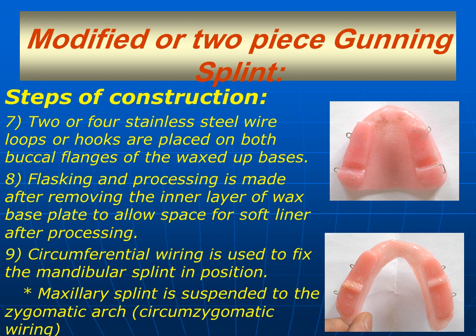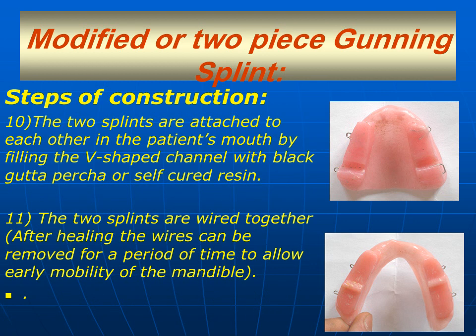As I said before, the mandibular splint will be fixed using circumferential wiring passing around the stent and around the mandible. The maxillary splint is suspended to the zygomatic arch, and we call this procedure circumzygomatic wire. Then the two splints are attached to each other in the patient's mouth by filling the V-shaped channel with either black gutta-percha or self-cured resin. Therefore, the two parts are fixed together properly.